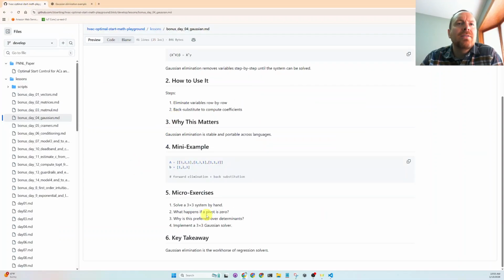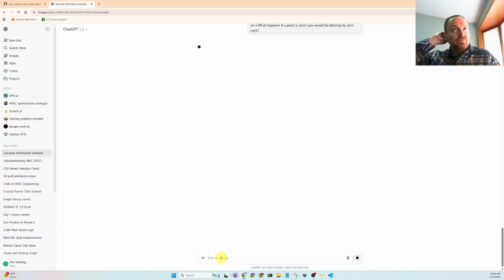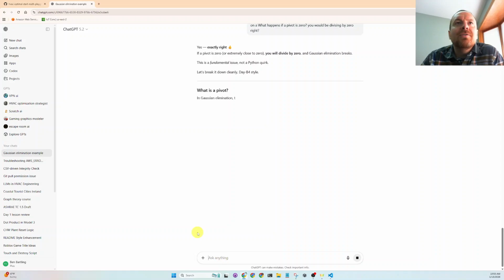Okay, so what happens if a pivot is 0? I think you'd be dividing by 0. You would be dividing by 0, exactly. Don't want to divide by 0.